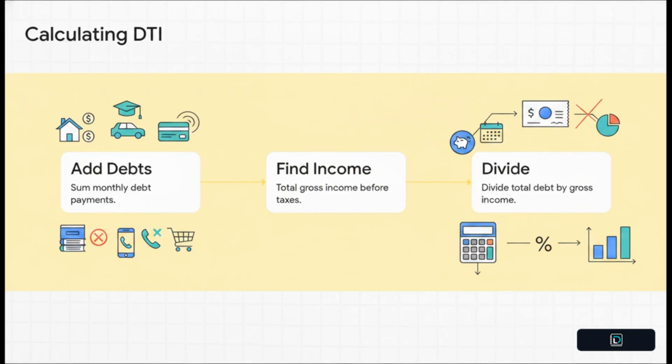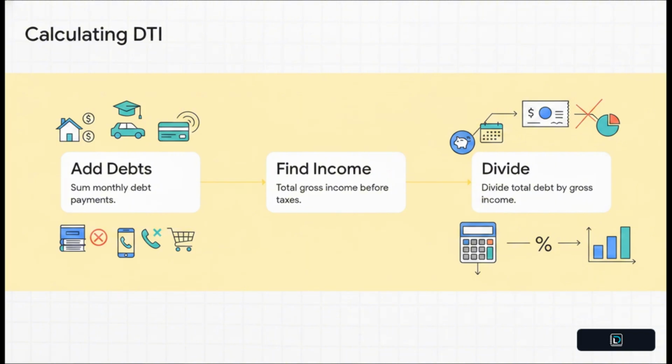Step 1, add up all your monthly debt payments. We're talking the new mortgage, your car loans, student loans, and, this is absolutely key, just the minimum required payments on your credit cards. But here is what you exclude: your daily living expenses. Things like groceries, Netflix, or your cell phone bill do not count here.